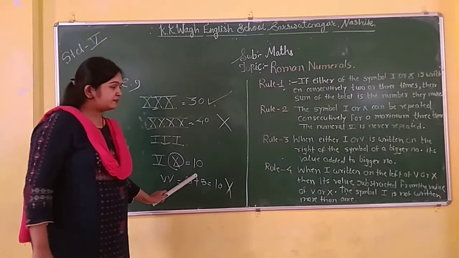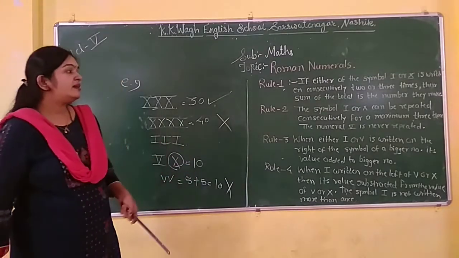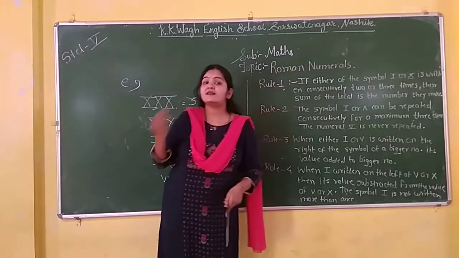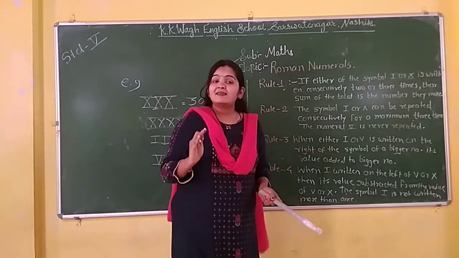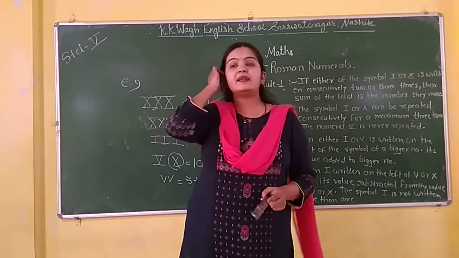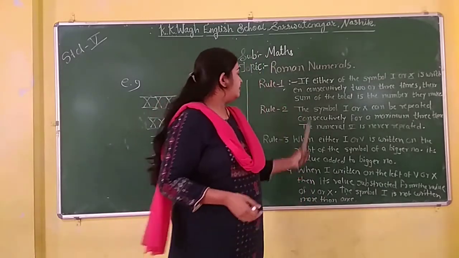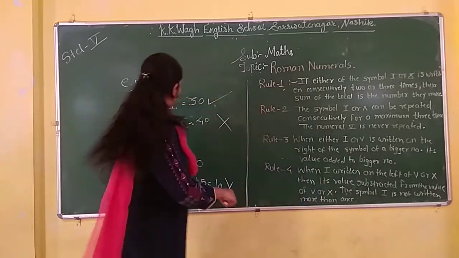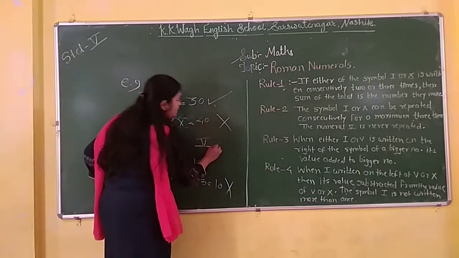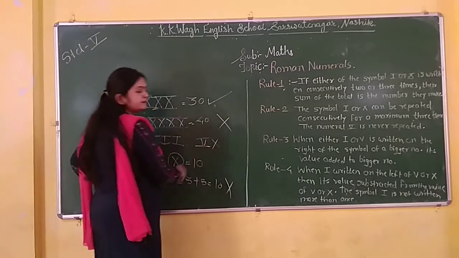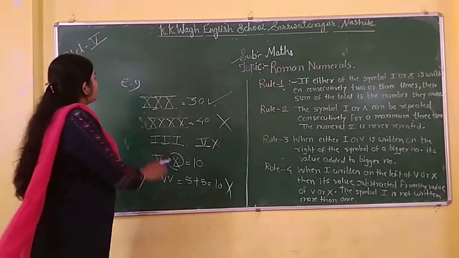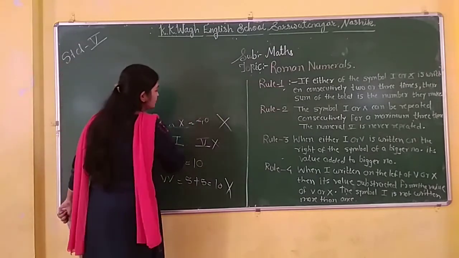Got it, everyone? So what you have to understand in this second rule is that the symbol I or X can be repeated consecutively for a maximum of 3 times, and the numeral V is never repeated. V is alone, a single person. V is never repeated. Got it, everyone? Now we will come forward to the next rule.